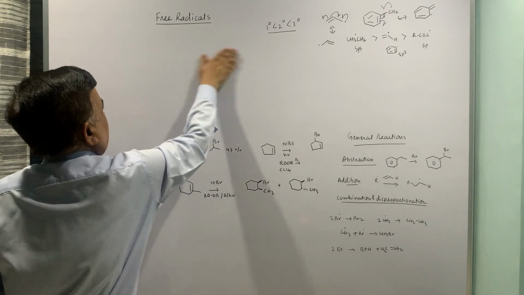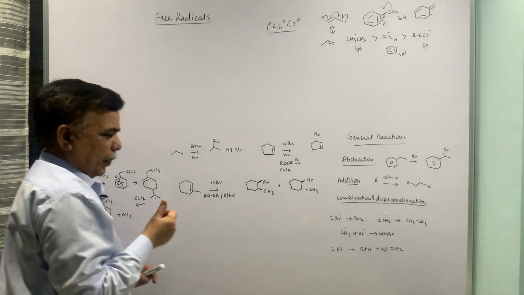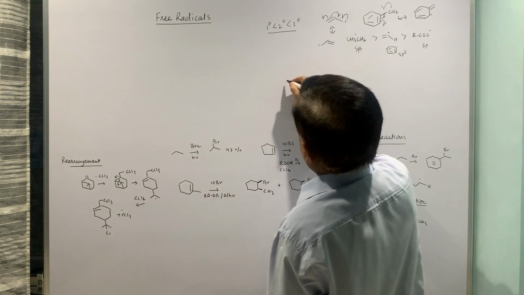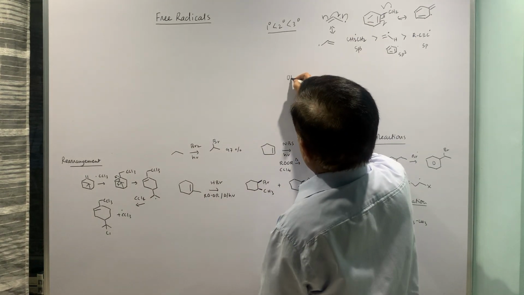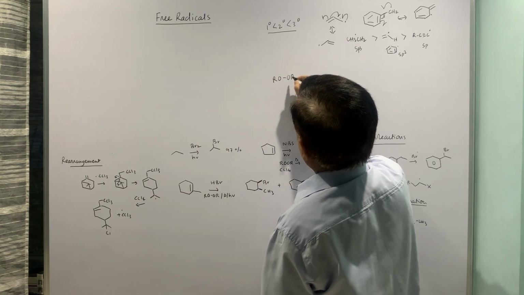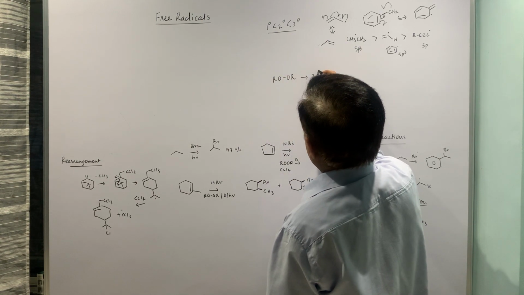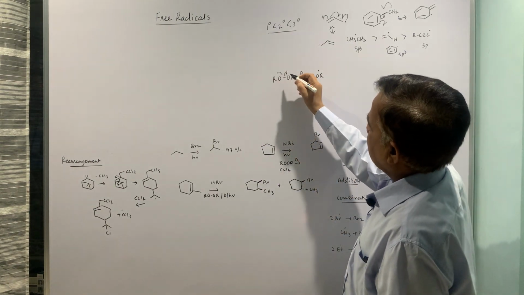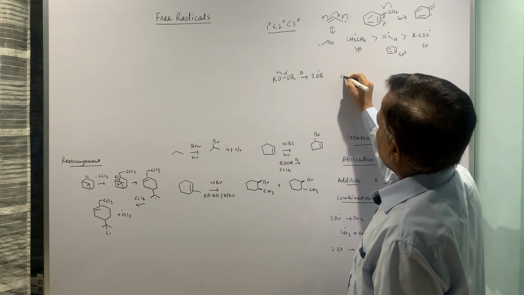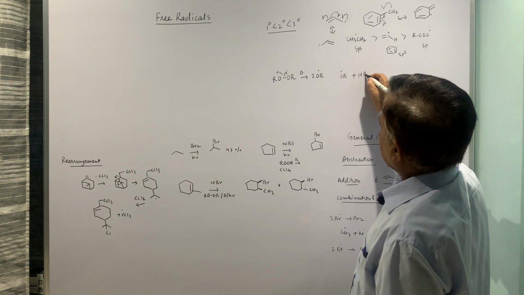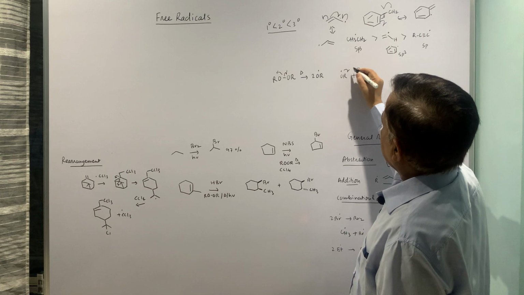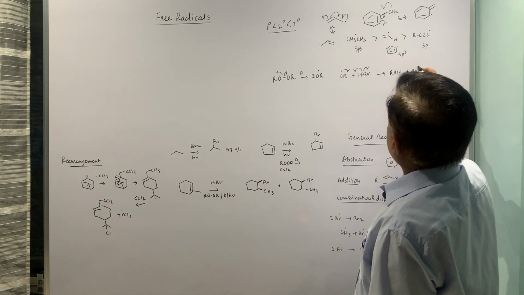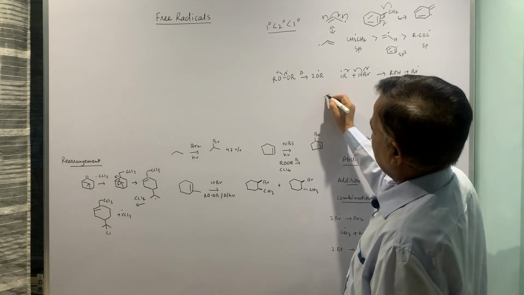I will put it this side, the other side is wet. Initially this will form two alkoxy radicals. Let us say this one, homolysis, and then the alkoxy radical interacts with HBr. It forms alcohol and bromine radical. Now this bromine radical should interact with your alkene.